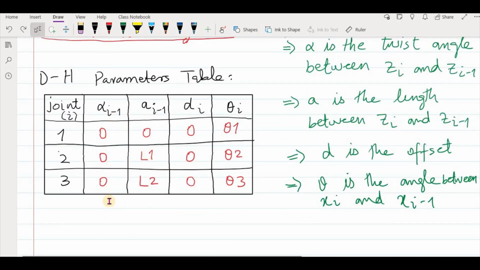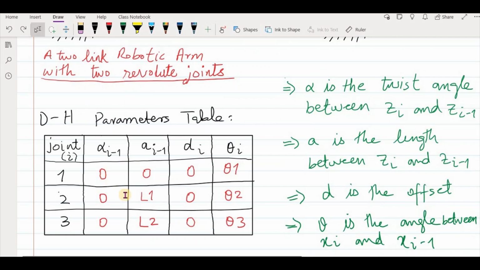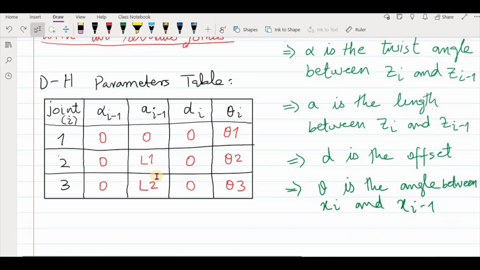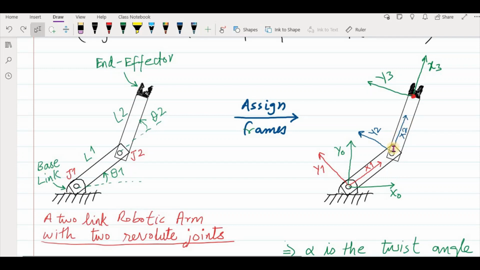So the twist angle, again, will be 0, because the z-axes of both of these frames are parallel to each other. Okay, they are coming out of this page, towards you, towards the reader. And then we have the link length, which is the distance between the z-axes of the two frames. So this distance is L2 here. So we put here the value L2, and again the offset D is 0, because these two points are on the same plane, the same height along the z-axis.